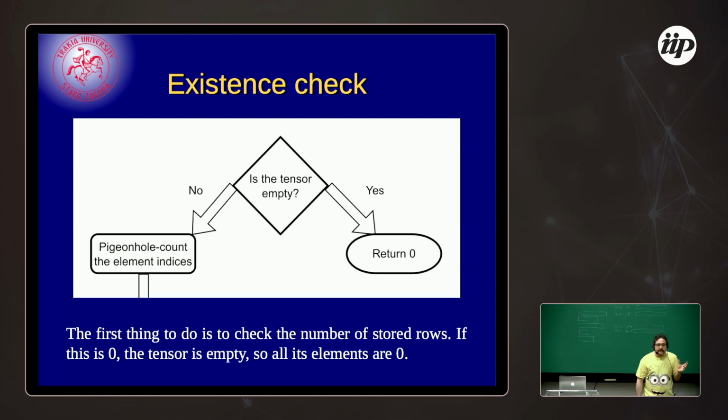Is the tensor empty? Yes or no? So how do we do that? Remember the number, how many rows were stored? The counter. If that counter is 0, then obviously the tensor is empty because there's nothing that has been stored, so it's empty. If that is the case, then it's over. You don't have to do anything, just return 0, because whatever element you're trying to read is obviously 0 because the entire tensor is empty. Good? Then suppose instead that the tensor is not empty.